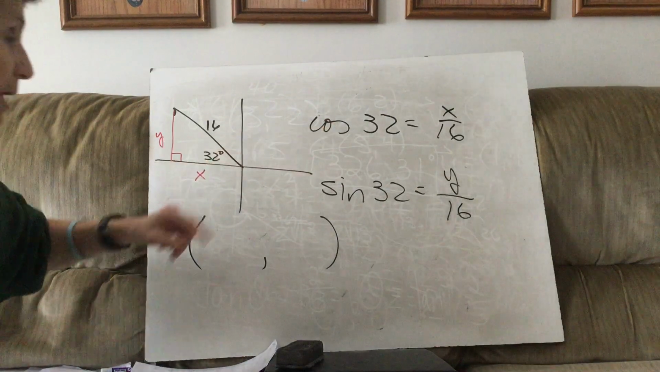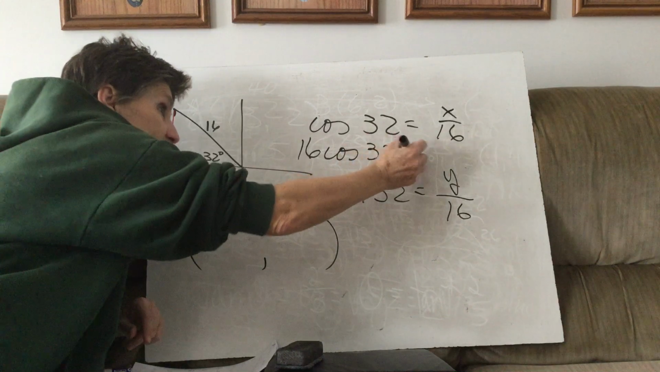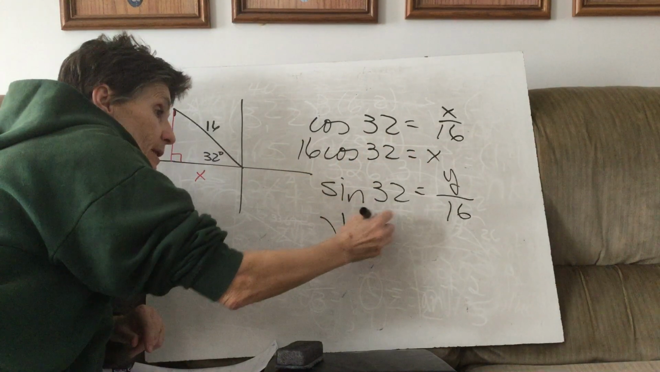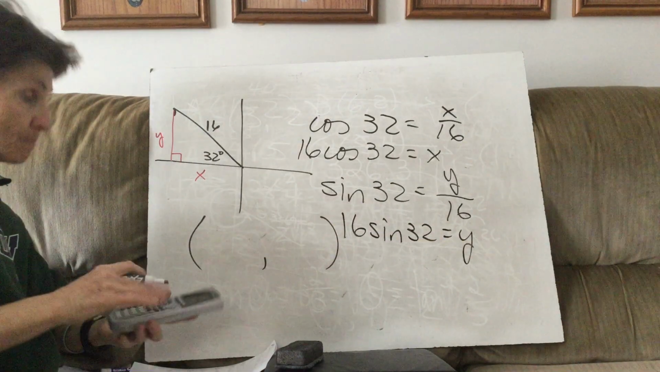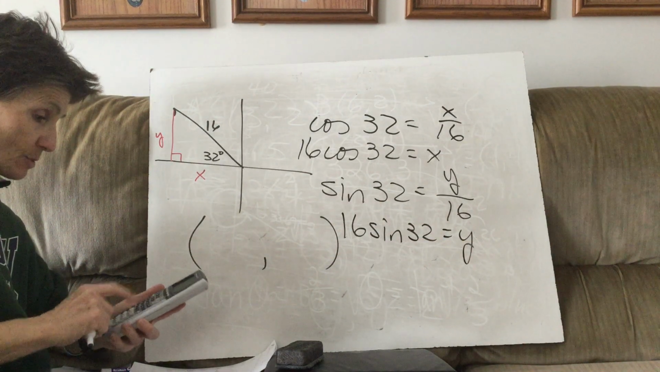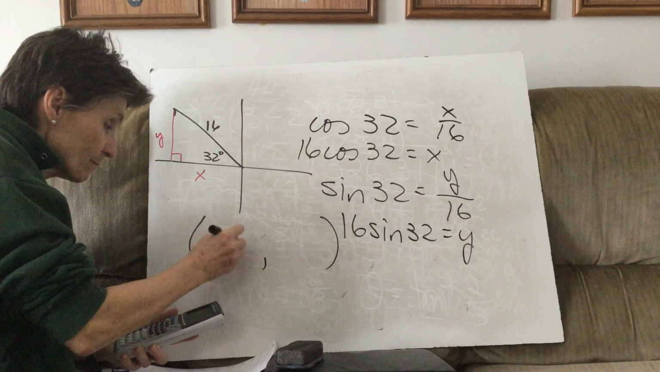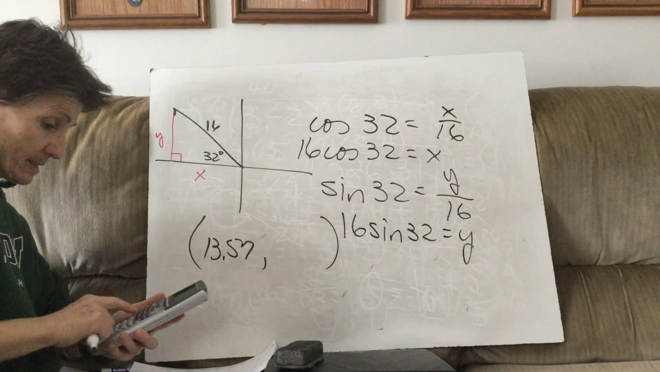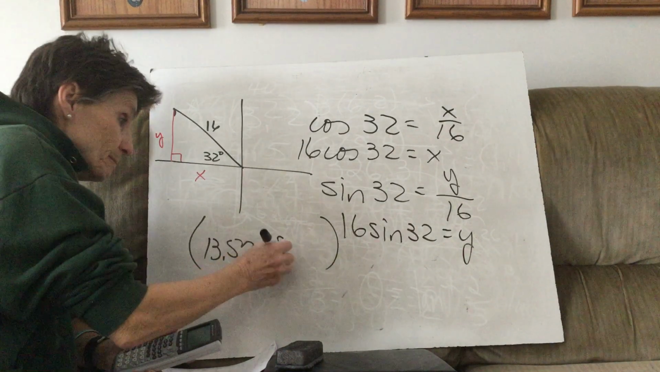Now we'll multiply the 16 over in both equations, and then we'll just go to our calculator. So 16 cosine 32, 13.57, and 16 sine 32, 8.48.